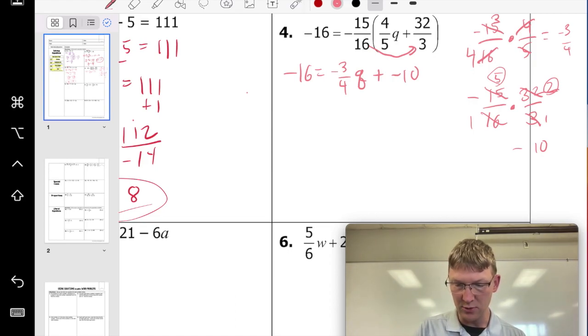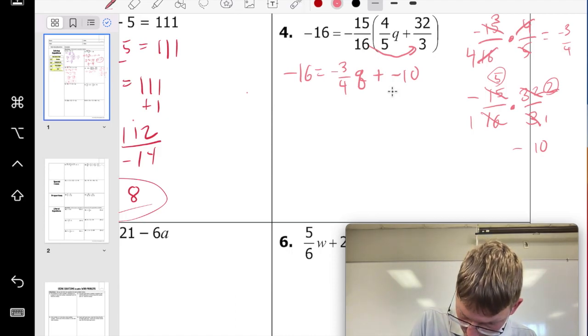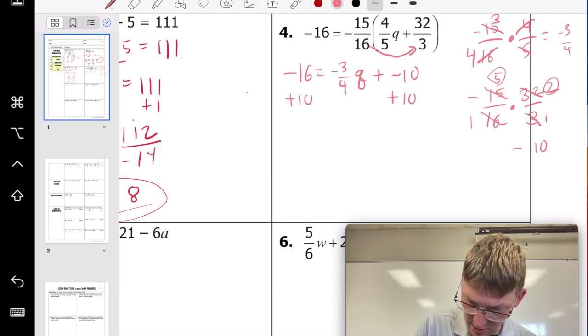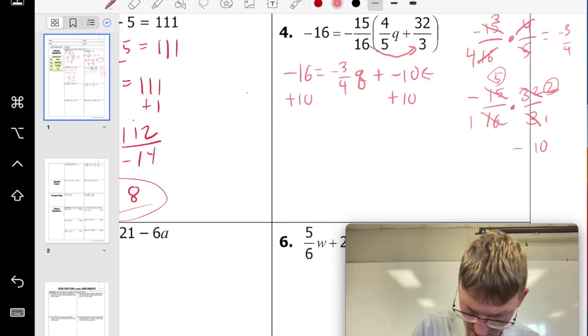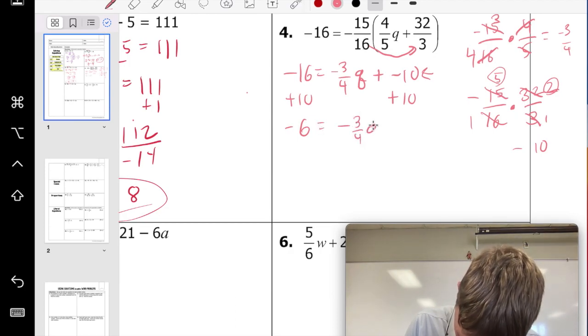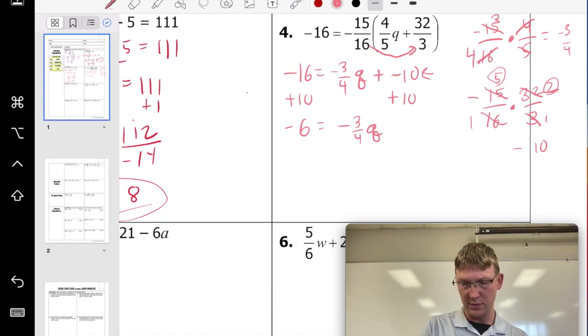Okay, so let's move. We'll move all the numbers to the left and leave the q on the right, just for funsies. So we're going to add 10 to both sides to get rid of that guy. So then we've got negative 6 equals negative 3 over 4 times q. So now to turn this into 1, we're going to multiply by what's called the reciprocal. So we've been doing that, but I haven't used the word reciprocal yet. Here's what it is. The reciprocal is just the opposite of that. So 3 over 4, we're going to multiply both sides by 4 over 3.